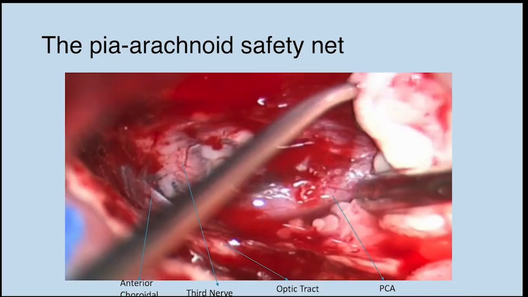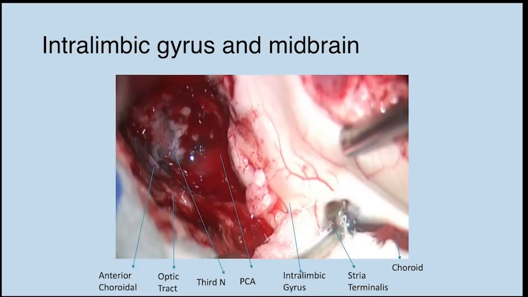During the entire operation, the pia arachnoid remains over all of the critical structures depicted here. All are potentially injured if care is not taken to maintain this barrier. The critical structures are the anterior choroidal artery, the third nerve, the optic tract, and the posterior cerebral artery, as shown here. This slide just depicts the intralimbic gyrus alongside the pia arachnoid covering those critical structures. It's important to carefully dissect the intralimbic gyrus off the midbrain subpially.